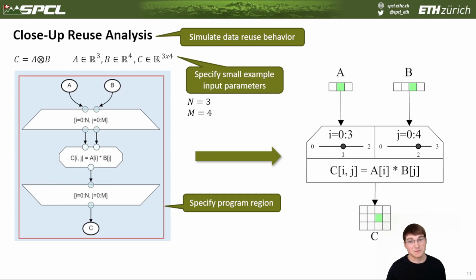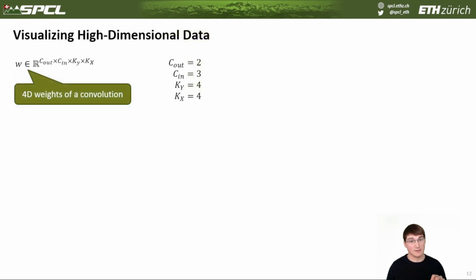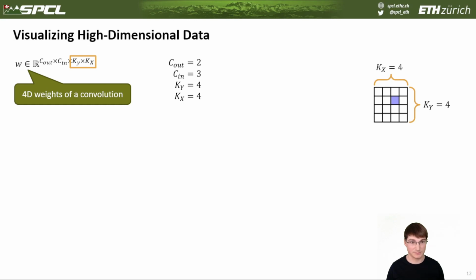Now, a problem you might spot is that this works very well for 1- and 2-dimensional data containers, but it might become a little bit more tricky to visualize if you have something higher dimensional, something like a 3-dimensional data container or even higher. So to see what we can do, let's look at an example where we have the 4-dimensional weights of a convolution. The way we handle this is by first taking the 2 innermost dimensions and just visualizing this as a traditional 2-dimensional grid.